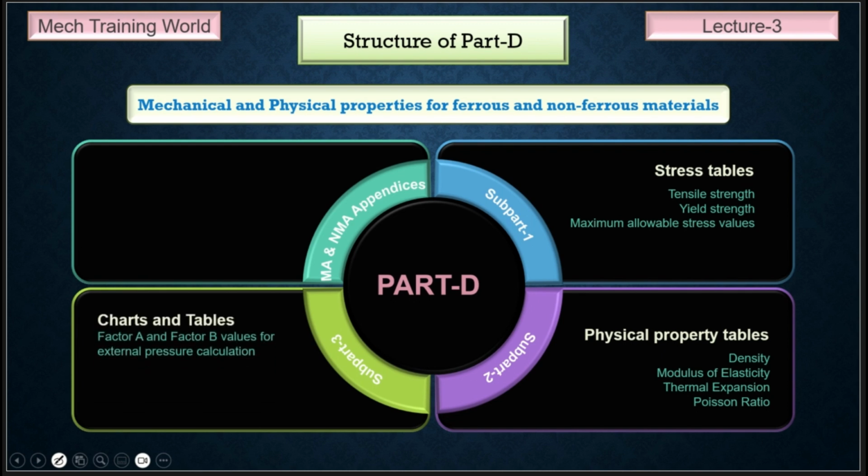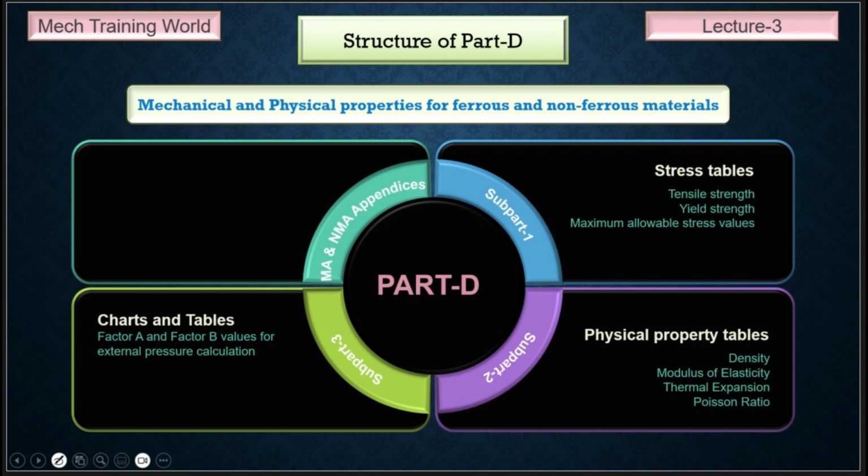In subpart 3, you will find charts which are useful for external pressure calculations. In these charts, you will find factor A and factor B values, which are useful for calculating thickness under external pressure for your pressure vessel.